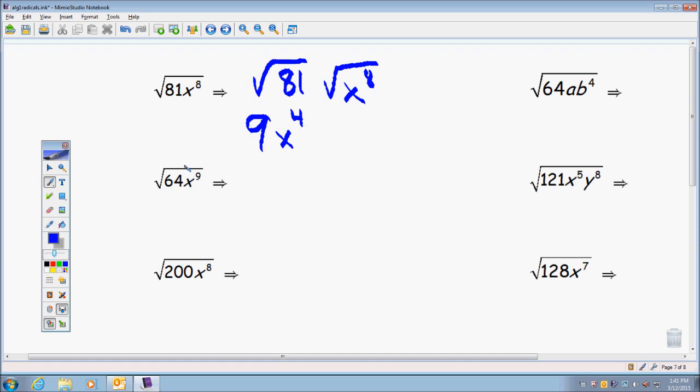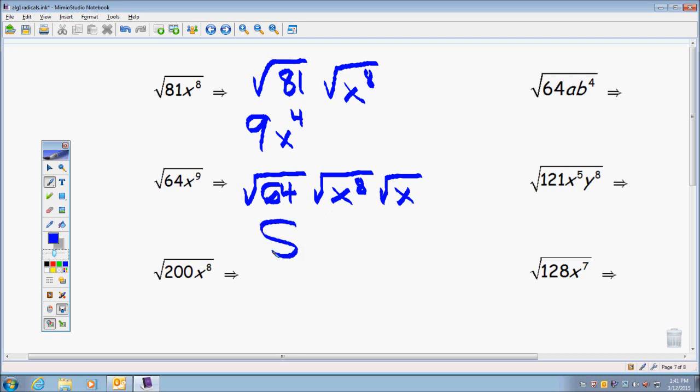Let me just do this column. We'll come back and do this column. Save a little time. All right, radical 64 is 8. Okay, x to the 9th, subtract 1, so x to the 8th. Anytime it's odd, you subtract 1, and you've got 1 left over. It's always going to be the case when you have an odd exponent. If it's even, cut it in half. x to the 4. And then, of course, we have an x at the end, and we're done.